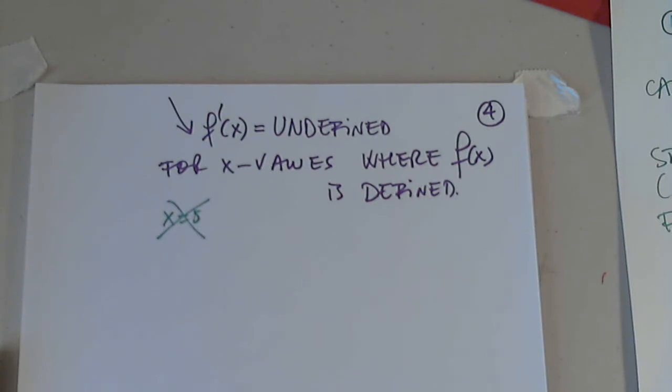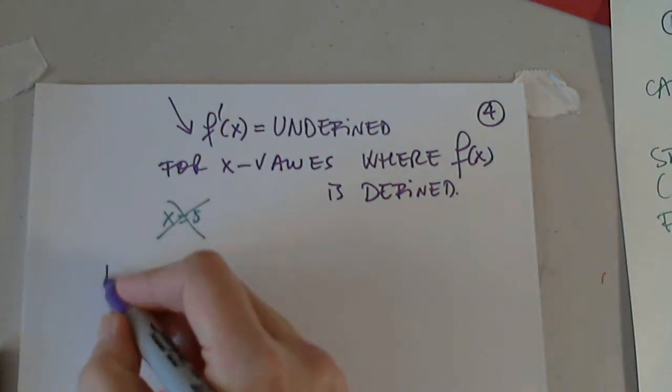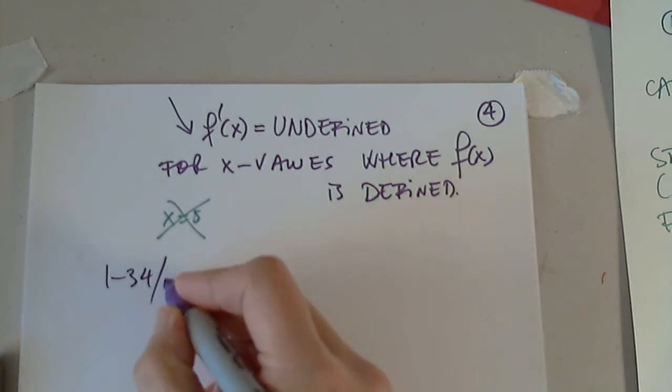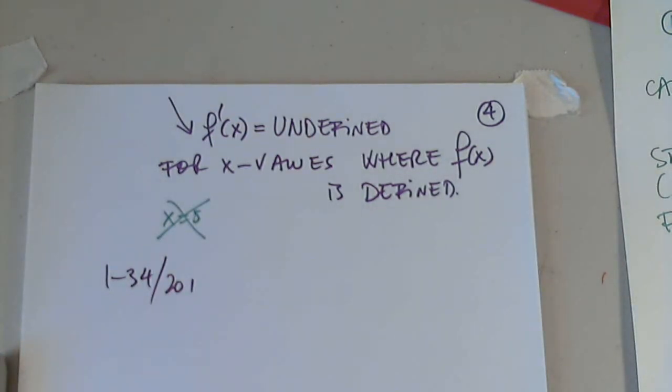So problems 1 through 34 on page 201. Let's start with a polynomial function. If you have a preference, I'll let you choose. If you don't have a preference, I will choose.